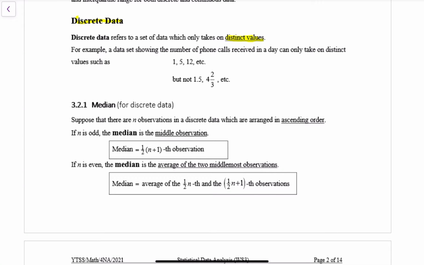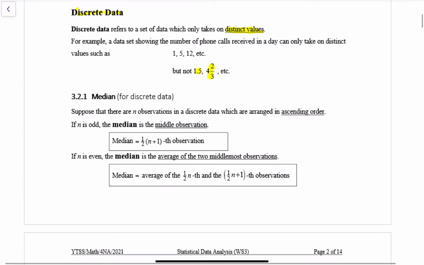So for example here, discrete data shows the number of phone calls a person can receive, which can only take distinct values such as 1, 5, 12, etc. But it cannot take a decimal point. Okay, I cannot take a fraction, I cannot take a decimal point. How do you say that I take 1.3 calls per day? No, it doesn't make sense, right? So these are the data that are discrete, a fixed number.